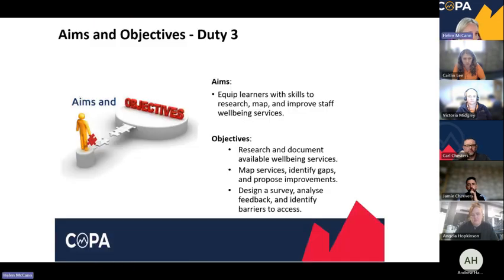So the aims are to provide staff, or people you work with, with informed practical advice based on thorough research and service mapping. And then the objective is to ensure that they know what services are available and how to access them. And we'll also try to identify the gaps in the services.